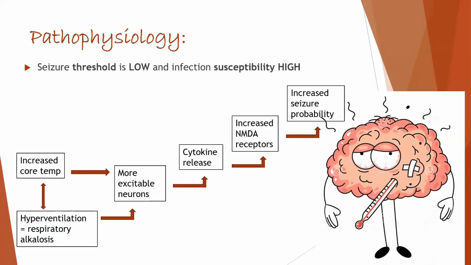So the pathophysiology of febrile seizures. In children in this age group of 6 months to 6 years, the seizure threshold is very low. And as we know, children in this age group are very susceptible to infection.